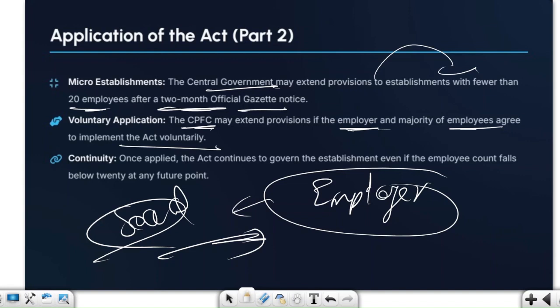Next, continuity of applicability. Suppose in the first year you have 25 employees, in the next year 18 employees, and in the third year 12 employees. The act will not automatically stop applying. Once an establishment comes under this act, it continues to remain covered even if the number of employees subsequently falls below 20. Understood? So once covered, always covered.